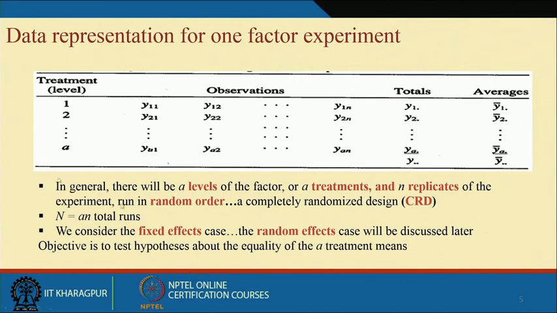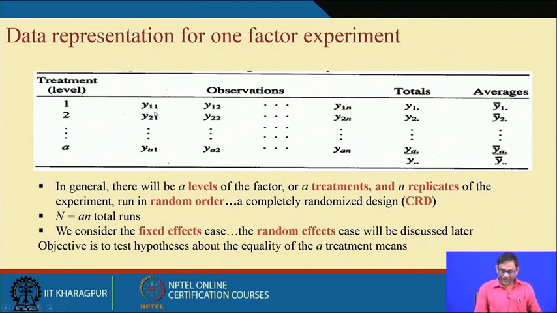So, I want to go to the slide. In general there are a levels of the factor, that is a treatments, and n replicates, and you all know this is a random experiment. How to make randomization, that we have discussed in the first few lectures. So, this is a completely randomized design case. I told you N total runs, and here we can consider two kinds of models: fixed effects, meaning fixed treatments, otherwise random treatments, random effects. We will discuss that later.